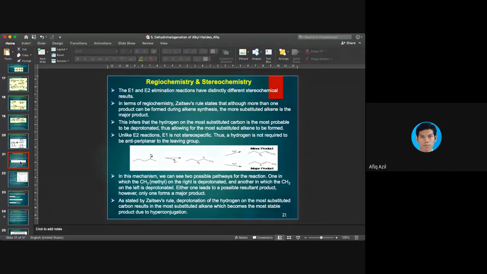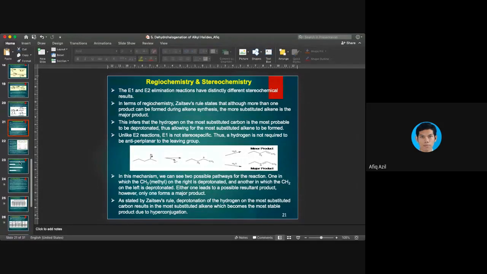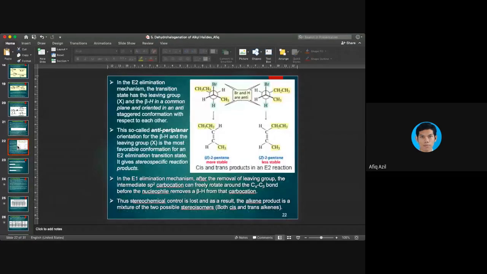Then this one is regiochemistry, and stereochemistry is on the R and S, not so much. This one, the anti-periplanar, is just an explanation. You can read this.